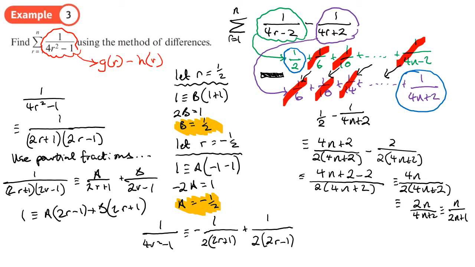So hence, by the method of differences, the sum of this, 1 over 4r squared minus 1, is equal to n over 2n plus 1.